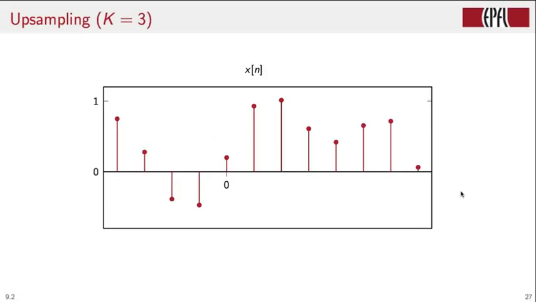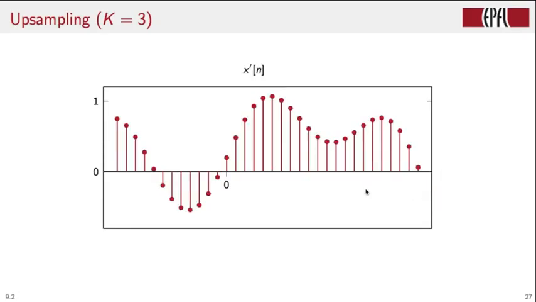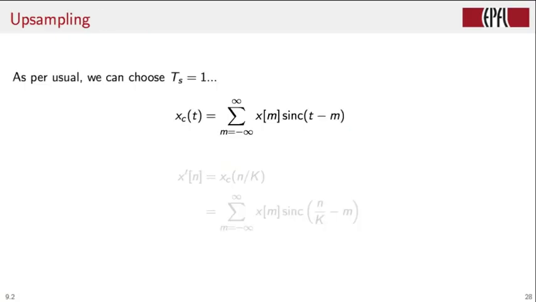Graphically, assume this is our discrete time signal, the interpolation to continuous time will give us this, and the resampling with a smaller sampling period will give us a higher density of samples on the same curve, so that the resulting upsampled signal would look like this. Now we are interpolating to continuous time, so the choice of the sampling period is completely arbitrary. For simplicity, as per usual, we choose Ts equal to 1, and here we have that the interpolated signal is given by the standard sinc interpolation formula.